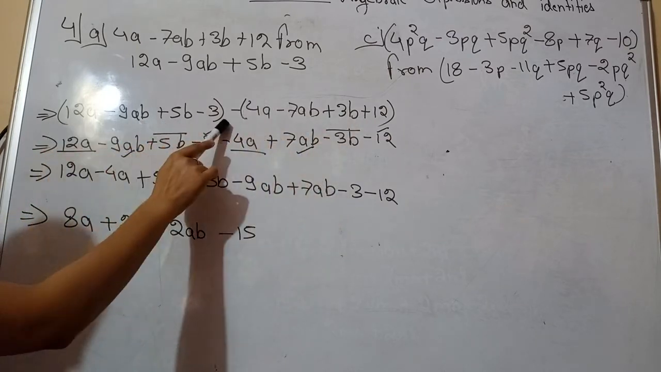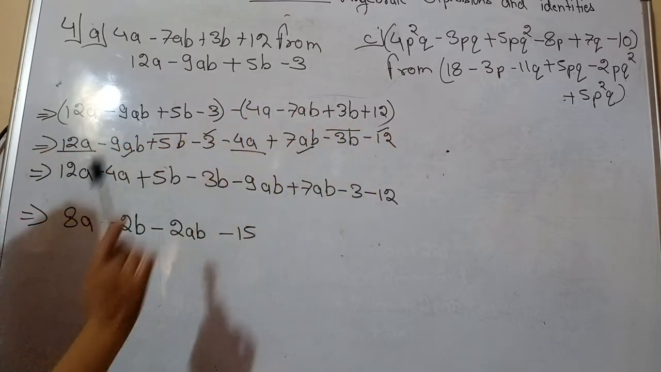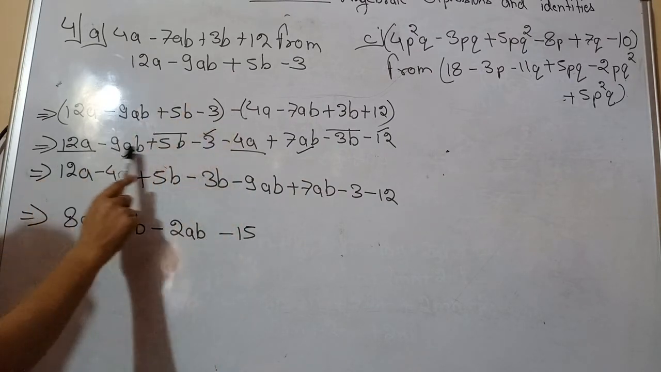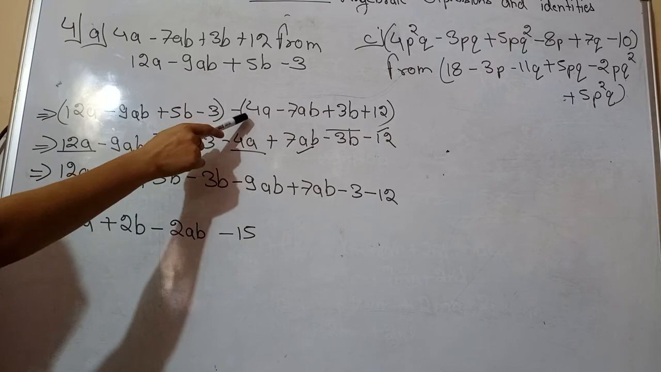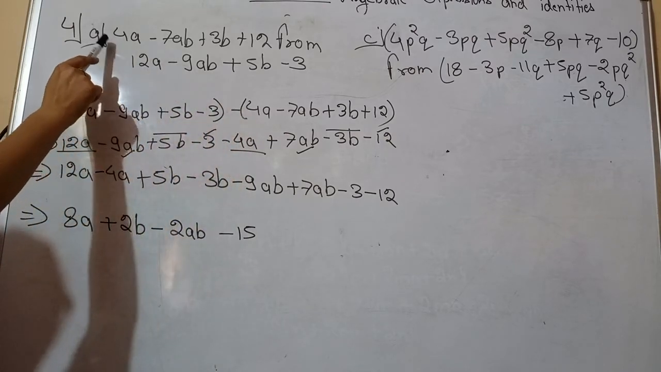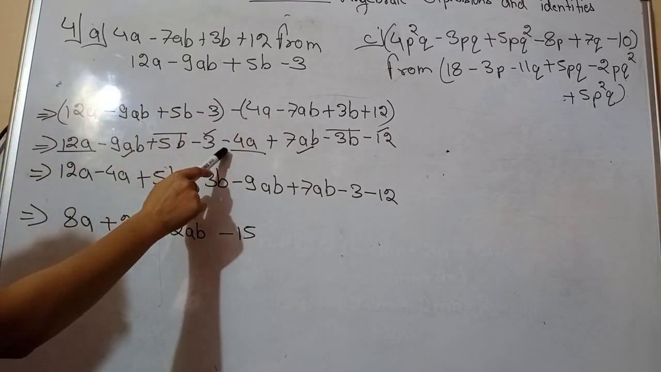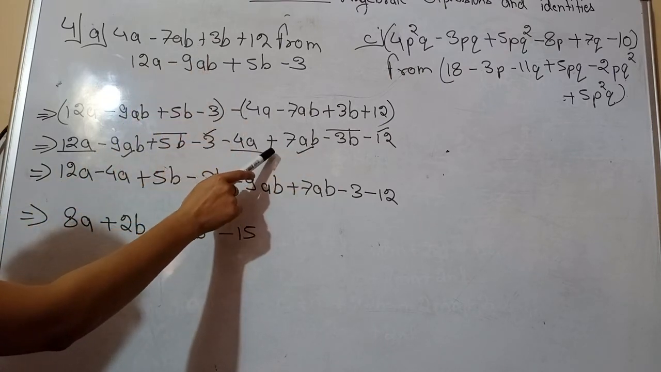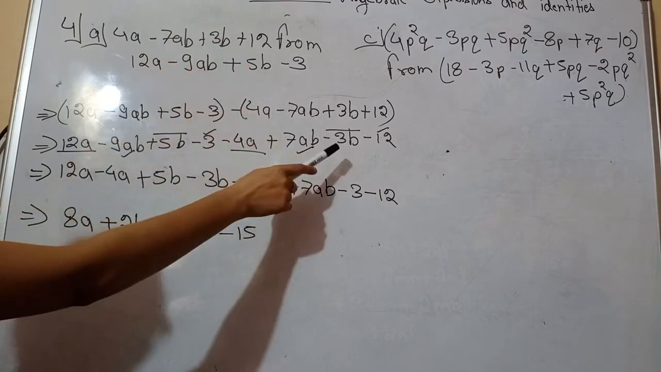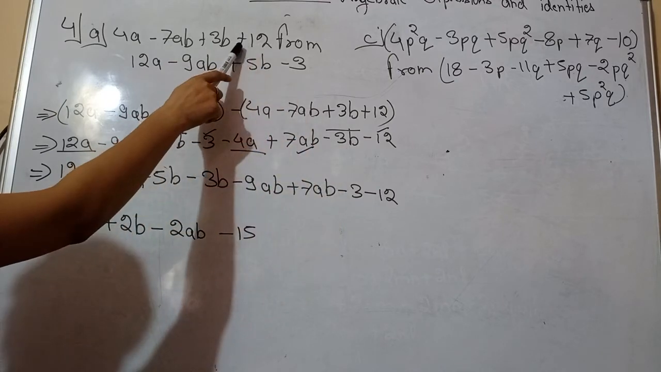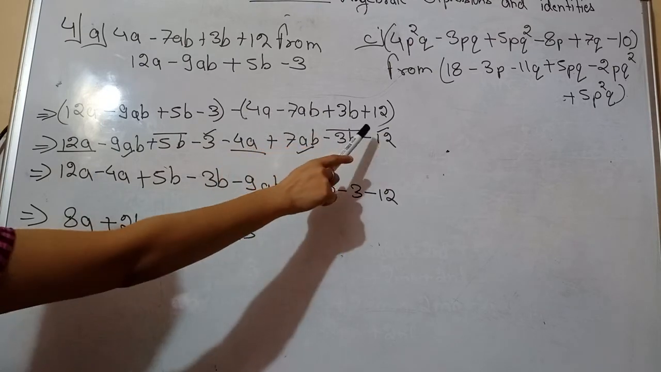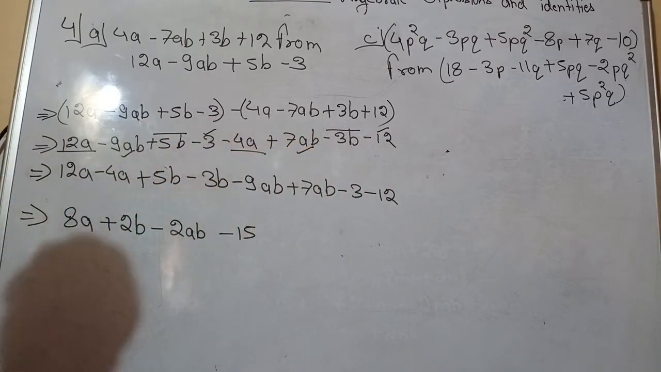This is the total first term and this is the total second term. So you have to change the sign of the second term. First term as it is, second term see. 4a has no sign given, which means plus sign, so 4a becomes minus. 7ab is minus, so 7ab becomes plus. We have to change the sign. 3b is plus, so 3b becomes minus. And the last one, 12 is plus, so 12 becomes minus. After writing both the terms, within the negative sign, we have to change the sign.